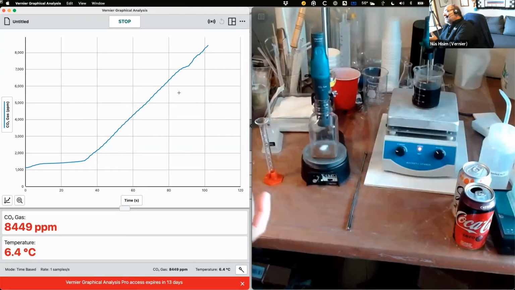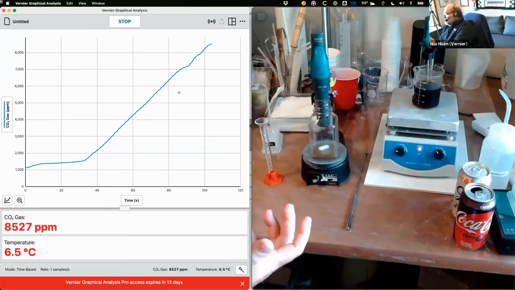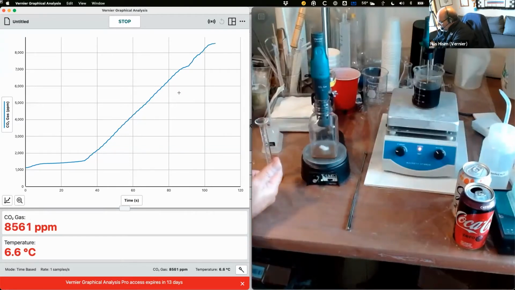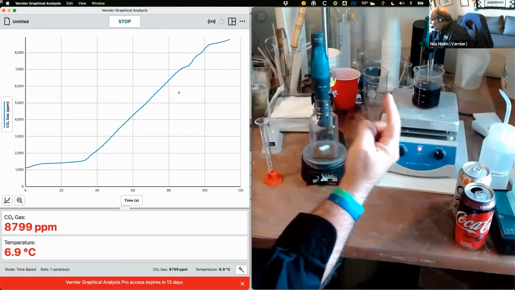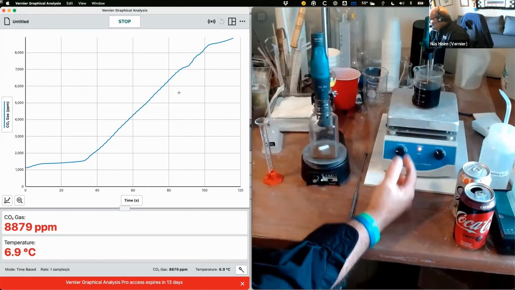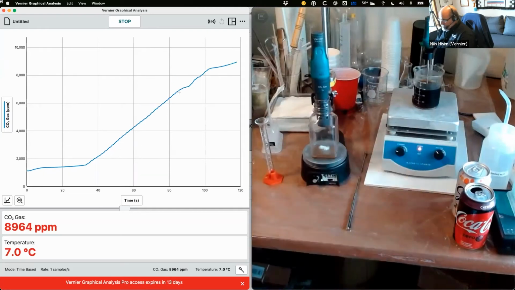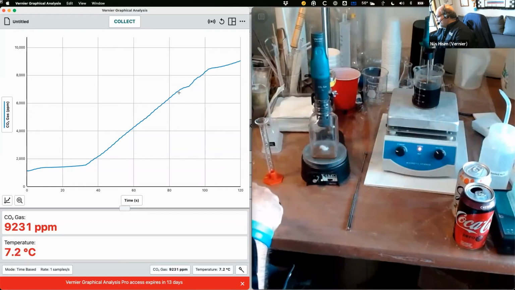Another thing to think about is that it's a controlled experiment in the sense that I'm using 5 milliliters of solution and letting it run for 2 minutes under the same conditions, so the only variable I'm changing, the independent variable, is the temperature. The amount of CO2 that comes off is proportional to that.